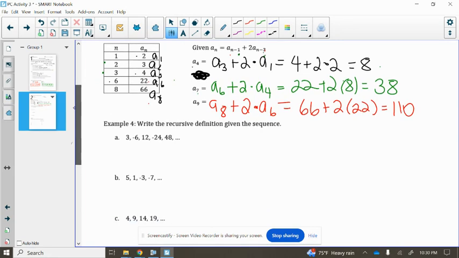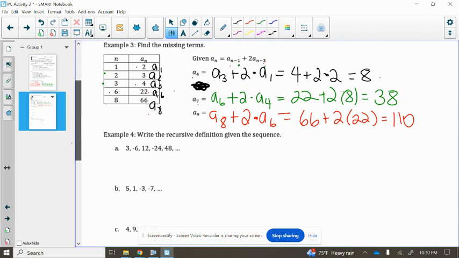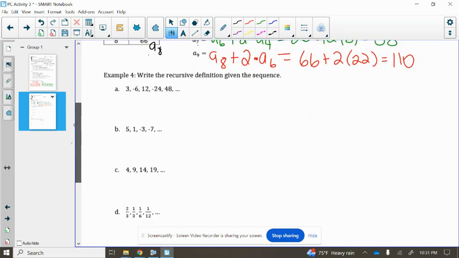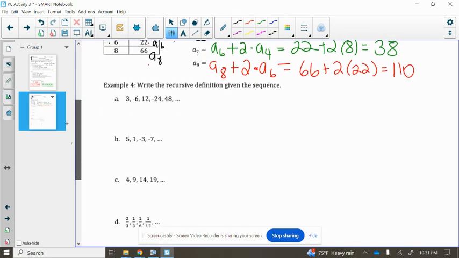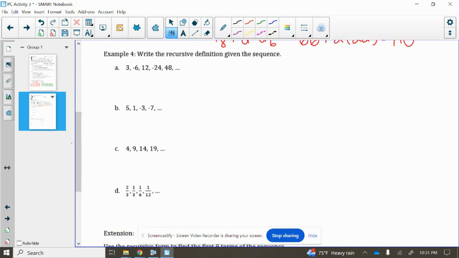So again, we can see why the recursive is a useful formula, because we can use those preceding term values to find patterns in our sequence, just not necessarily arithmetic or geometric. Now, example 4 does have us actually jumping back then to arithmetic and geometric, because what we notice is in number 4a, we have a geometric sequence with an R value of -2.